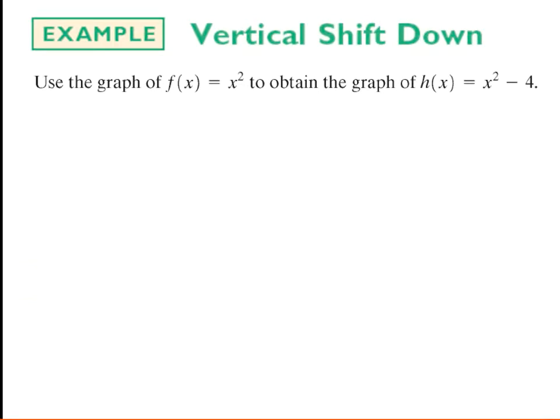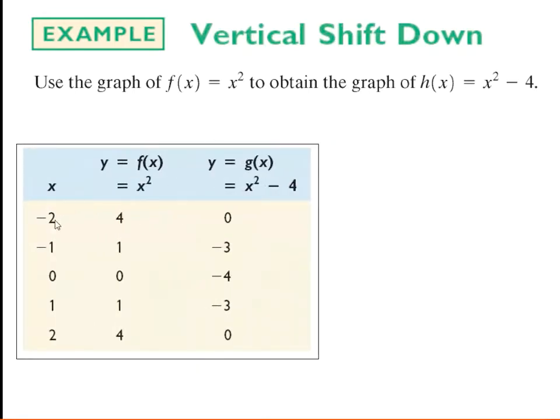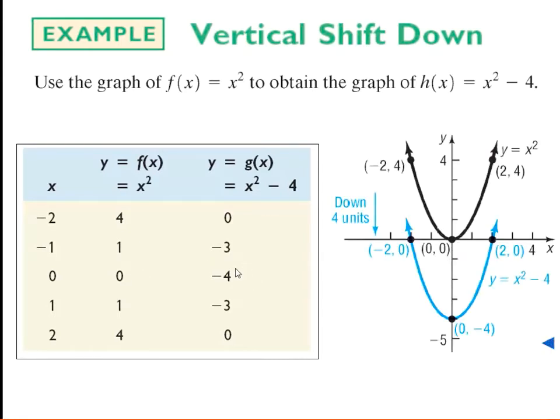In a really similar fashion, if I take the same graph, the parabola, the square function, and I subtract 4, I'm taking every y value and reducing it by 4. If we look at a table of values, when x is negative 2, my original has a value of 4, and then I subtract 4 from that and get 0. My original y value at x equals negative 1 is positive 1, and then I subtract 4 and get negative 3. So every y value is being moved down 4 units. Here's a vertical shift downward. Here's my original square function, the black graph, and this graph is being shifted down 4 units.